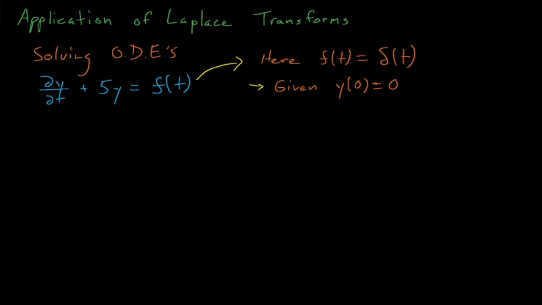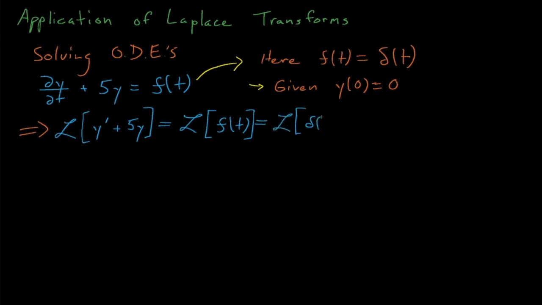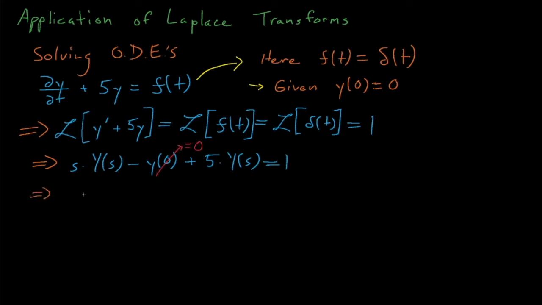We'll start solving our differential equation by taking the Laplace transform of both sides. The Laplace transform of the dy dt term is equal to s times y of s minus y evaluated at t equals 0, which equals 0 due to our boundary condition. The Laplace transform of 5 times y of t is just equal to 5 times y of s, and the Laplace transform of our delta function f of t is equal to 1.